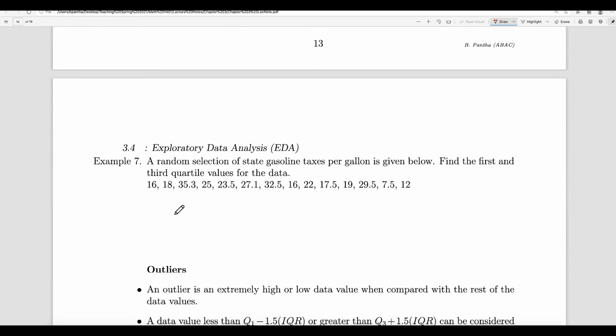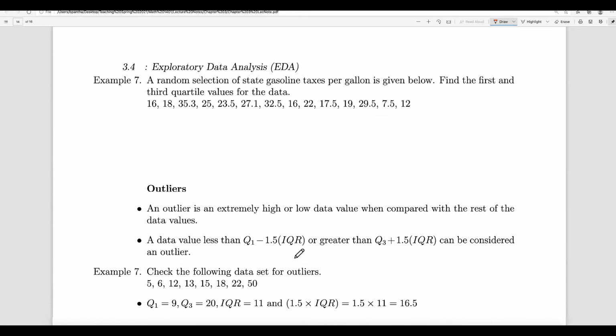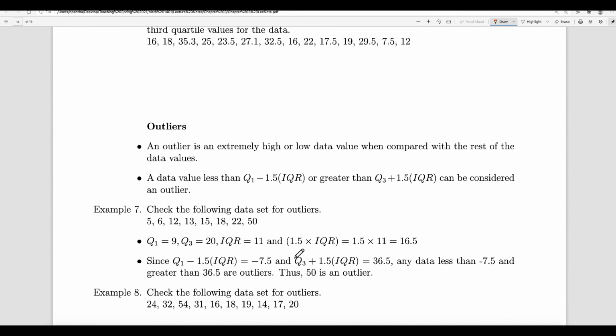First, sort the data in increasing order and find the median. Then find the median of the data left of the real median. So the median will be Q2, and the median of the data left of Q2 will be Q1. Similarly, the median of the data right of Q2 will be Q3, and so on. The next thing you want to do is outliers. You do this example yourself.